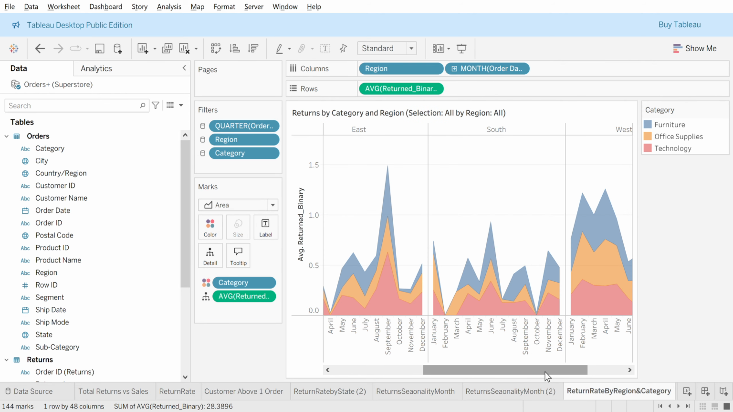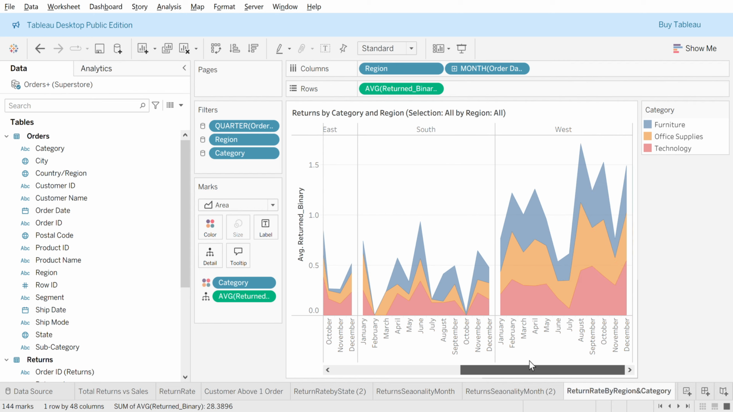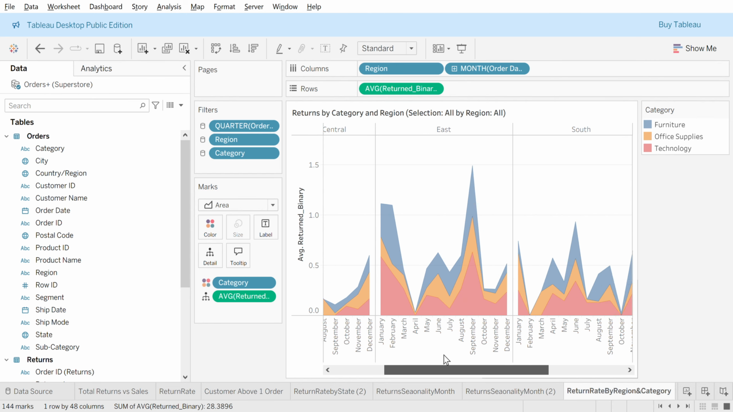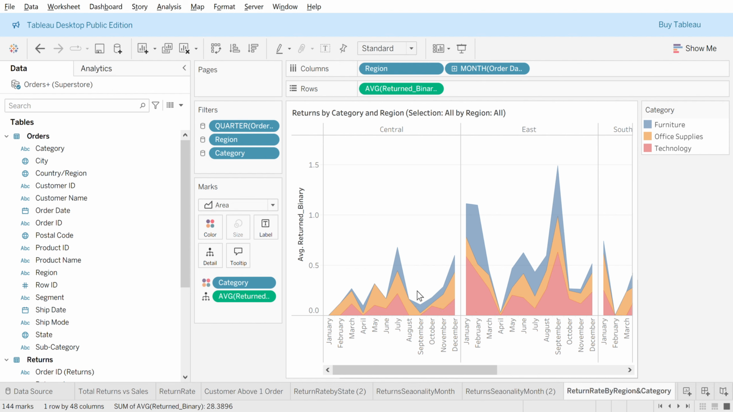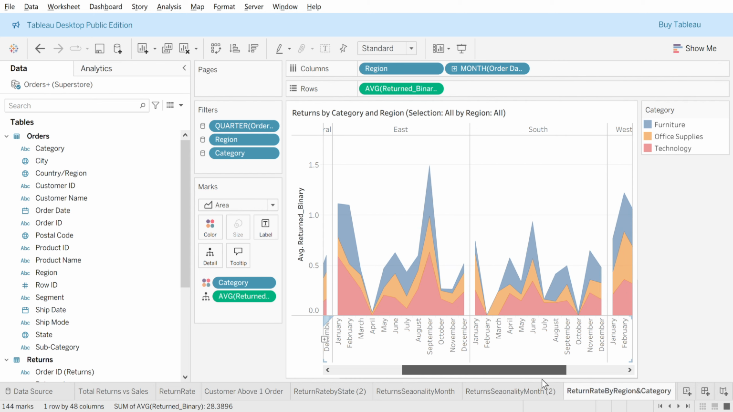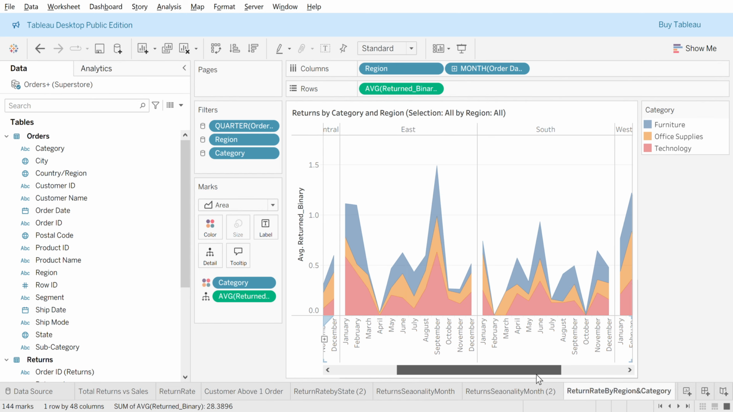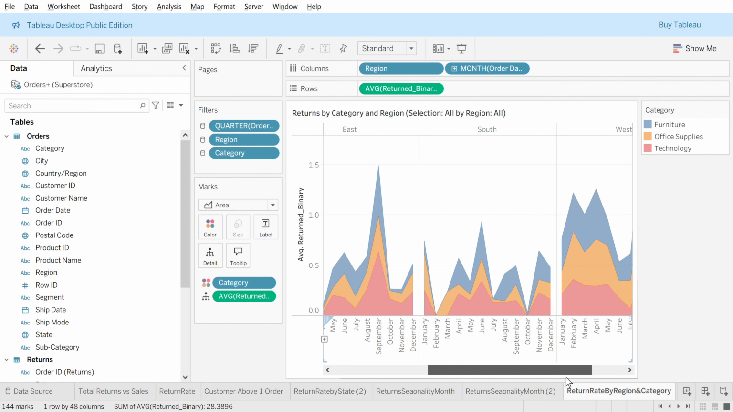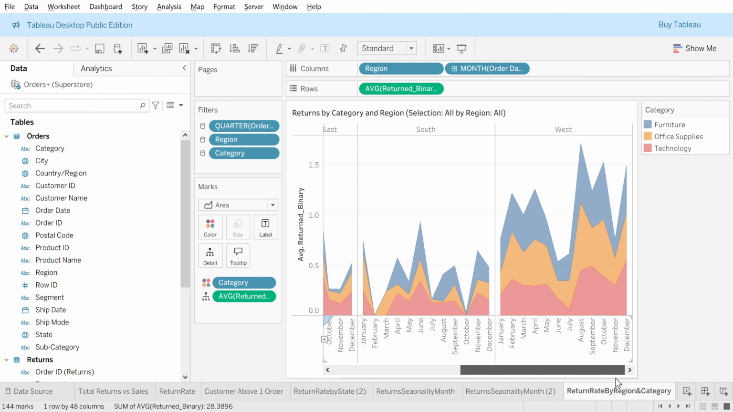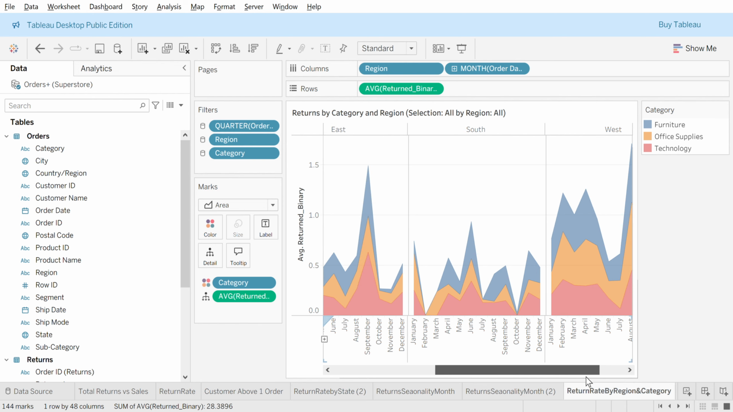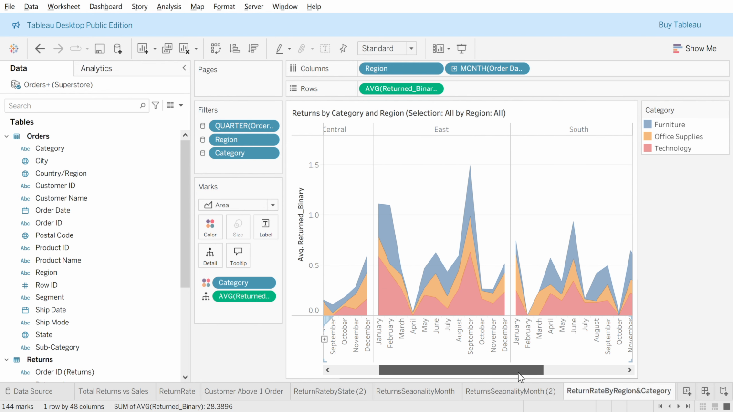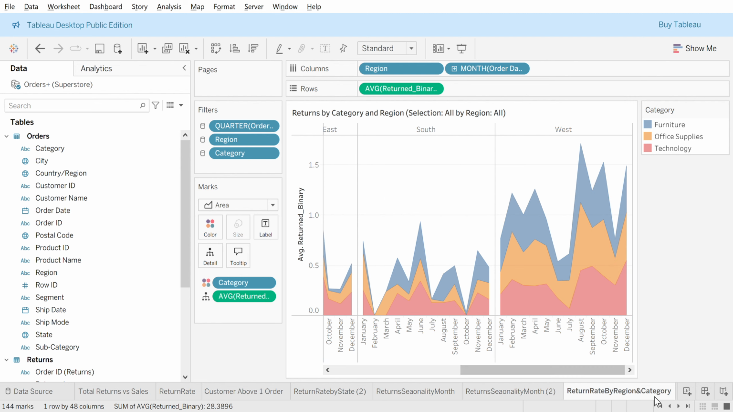Finally, we have the return rate based on category, and this is by region. And here, if you notice, overall in the central part, the return rate is not that high, but in the east and west, the return rate is quite high. It's okay in the South. But again, definitely we need to look at why the return rate is so high in the West and Eastern regions. This is something which needs to be assessed and addressed.